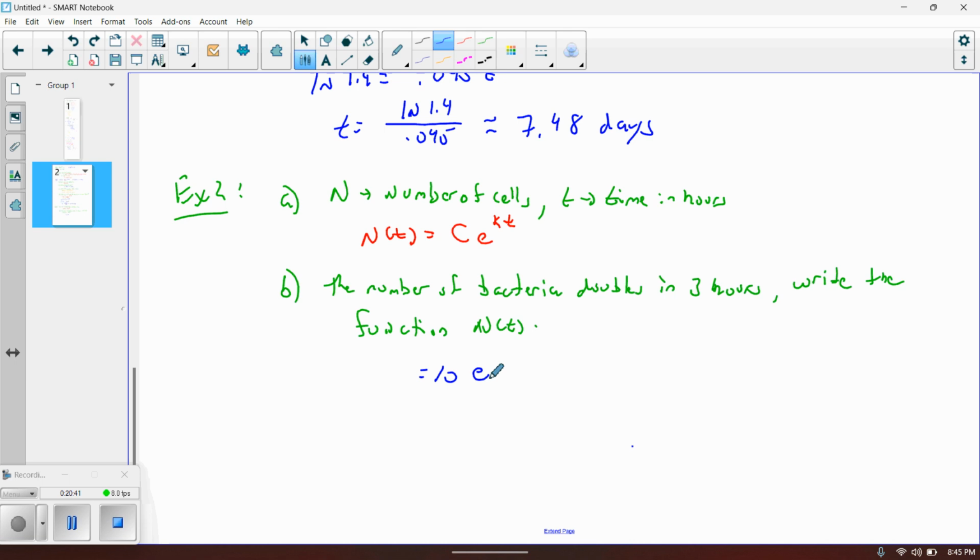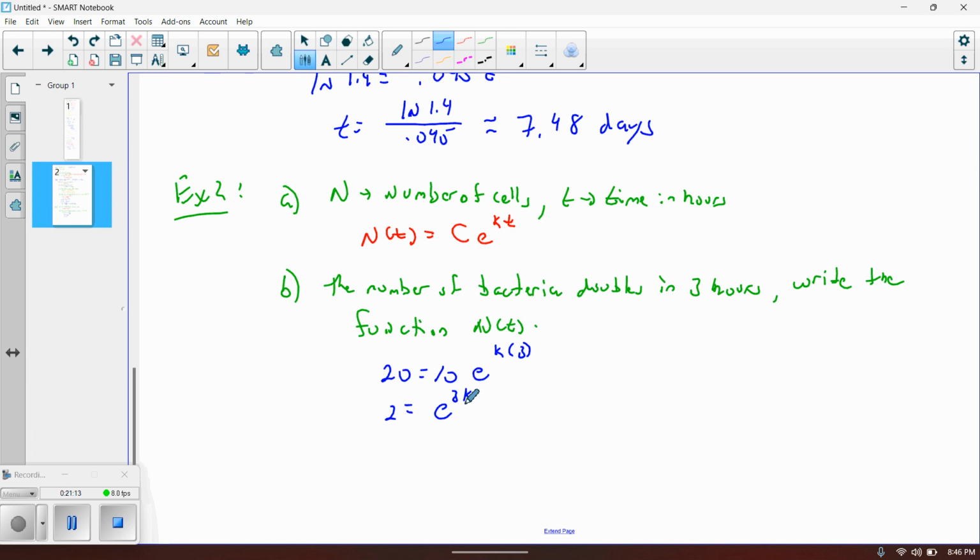We'll have e to the kt. But they do tell us something about that, what we need to know. They tell us that in 3 hours, well, there's your t value, the number of bacteria doubles, which means on the left-hand side, since the 10 doubles, it should now be 20. Well, now we can actually solve that for k. What we would do is we would isolate the exponential by dividing by 10 on both sides, and that gives us 2 equals e to the 3k.